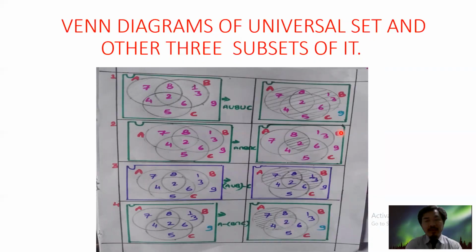Like this one. Next one. This is from A subtracting the common part of B and C, B intersection C. Now let's move to the next slide.